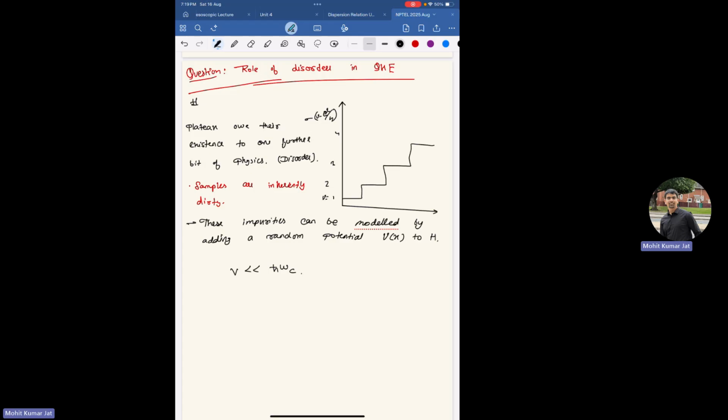In practice this means that the samples which exhibit the quantum Hall effect actually have to be very clean. If it is not clean, then your V impurity will be too much compared to your h bar omega c, and that will basically smear out all your Landau levels. You won't be able to see the physics. So we need disorder, but not too much disorder.